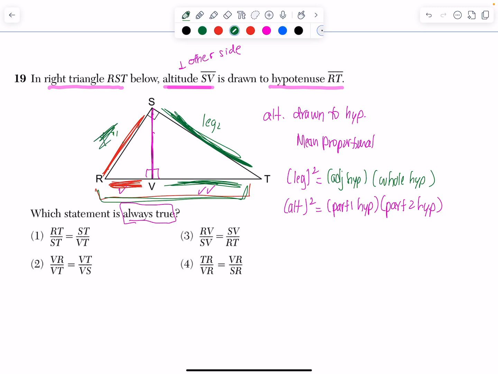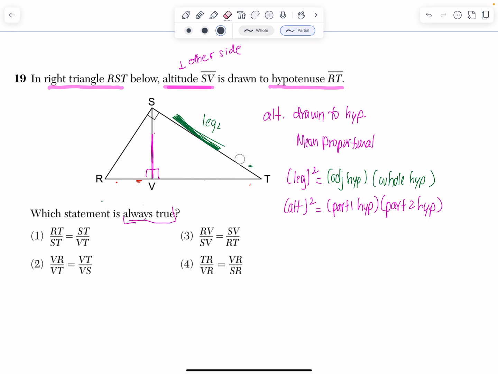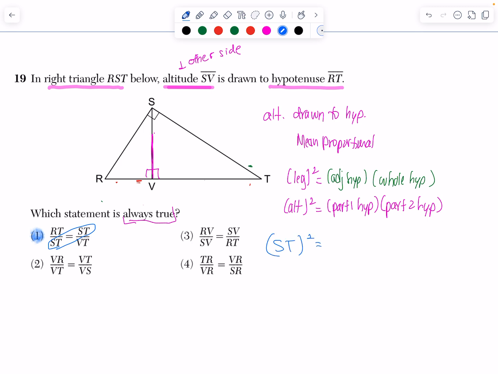Now, anytime you have these kinds of situations, you have to figure out which of these multiple choices will end up giving you one of these two formulas. Well, I already know it's choice 1, so let me explain why. If you look over here, when you cross multiply, ST times ST is ST squared. RT times VT is VT times RT. Now, why did I switch the order? I did it so that it can match the formula.